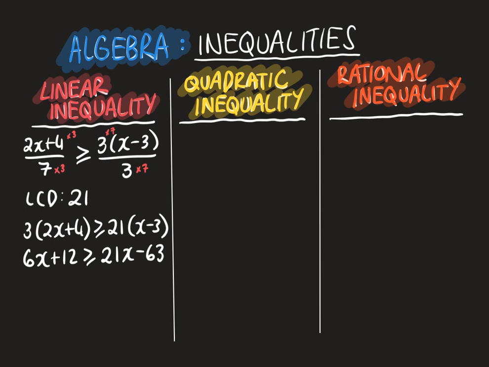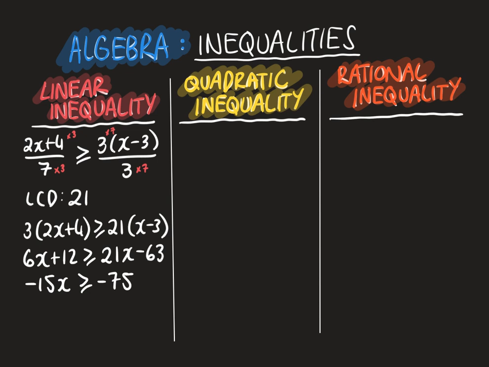We can then take all the x's over to the left, so we're going to have -15x is greater than or equal to -63 - 12, which is going to be -75. Okay, you can see I'm doing a lot of quick algebra here, guys, because this isn't an algebra video. This is more explaining inequalities. If you want to learn how I did that quite quickly, you can look at the other videos with regards to algebra and how to simplify equations.